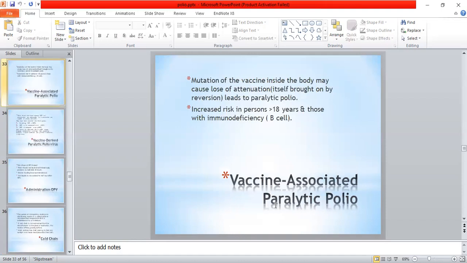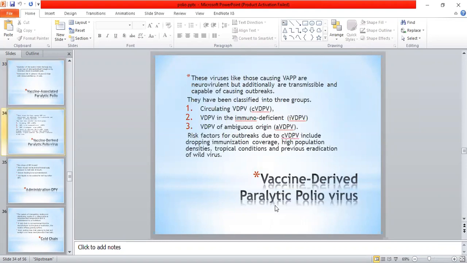Vaccine associated paralytic polio: the mutation of a vaccine virus inside the body may cause loss of attenuation, brought on by reversion, and leads to paralytic polio. There is increased risk in persons more than 18 years old and those with immunodeficiency, especially of B cell.